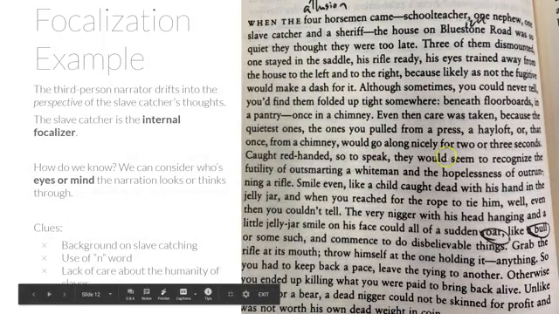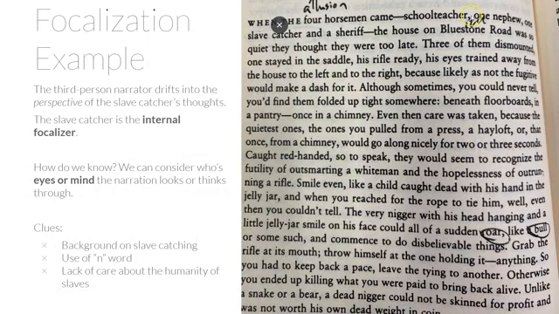So this is at the very beginning of chapter, I think it's 16, when the four horsemen come. We have schoolteacher, one nephew, one slave catcher, and a sheriff. And then as you read, there is more information, but then it slowly, as if this was a movie, we get to see things through one person's eyes or mind. So for example, it says three of them dismounted, one stayed in the saddle, his rifle ready, his eyes trained away from the house to the left and to the right, because likely as not the fugitive would make a dash for it. So we're in the mind of the slave catcher who is still on the horse.